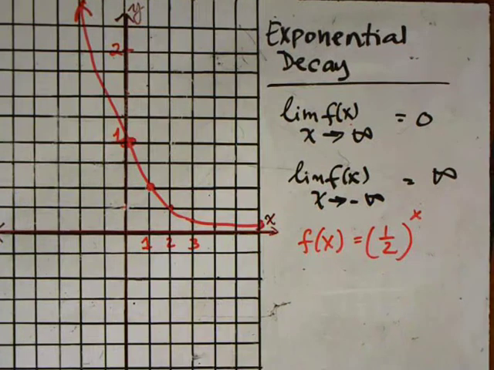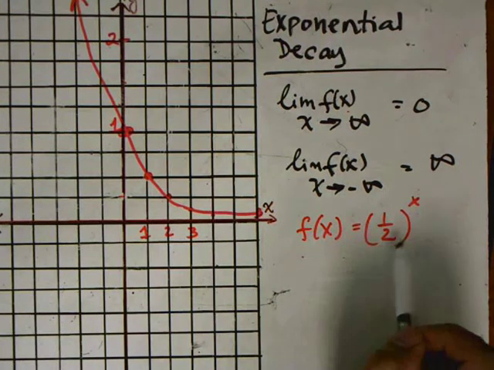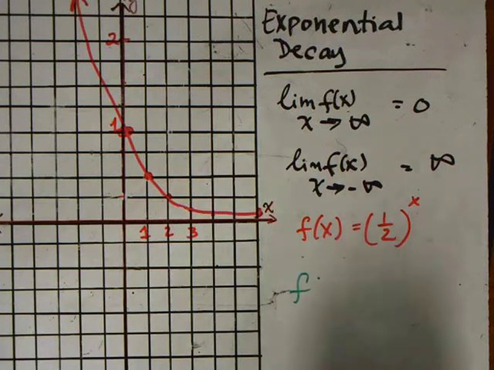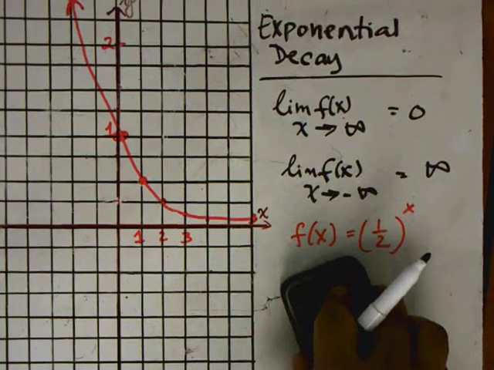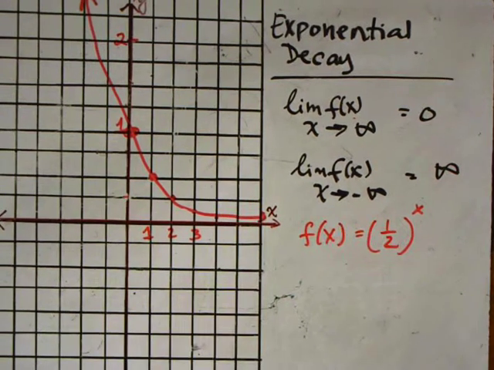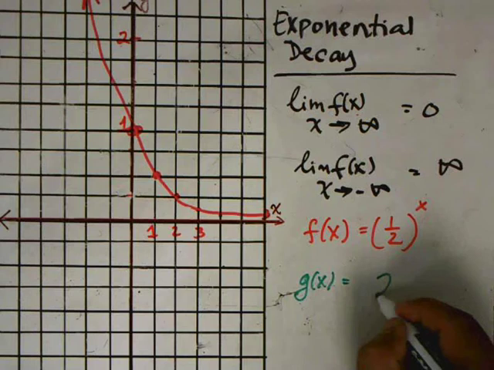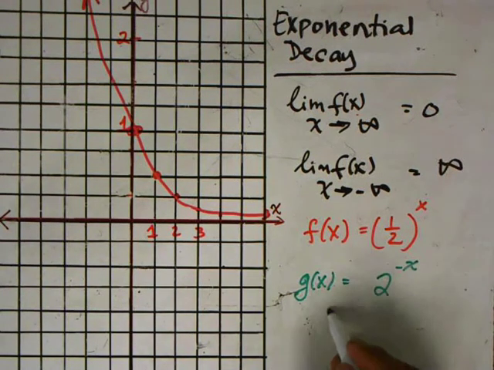Now there's another way that I could write this function. Notice that I have a fraction raised to the positive exponent. We'll call this g of x so that we don't confuse ourselves. g of x is equal to 2 to the negative x. And these functions are actually identical. They produce the same results, and I'll show you why.